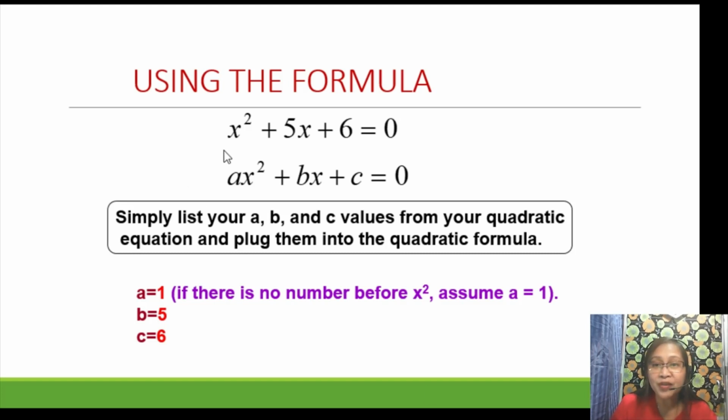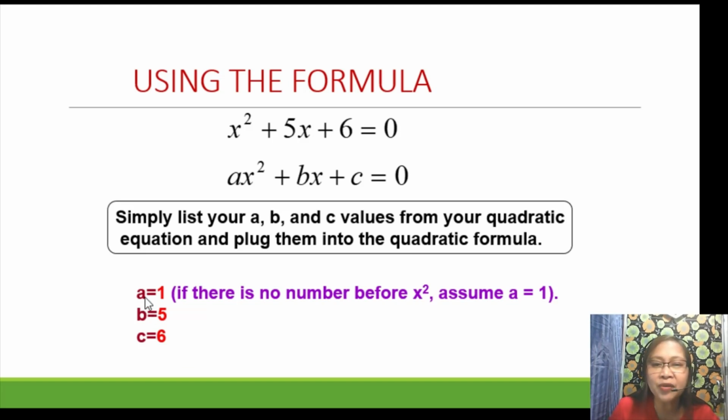Now, let us solve x squared plus 5x plus 6 is equal to 0 using the quadratic formula. So, what we're going to do first, simply list your a, b, and c values from your quadratic equation and plug them into the quadratic formula. So what is the value of a here? Of course, the value of our a is 1. Remember, if there is no number before x squared, assume a is equal to 1. What is b? B is 5. And what is our c? C is 6.